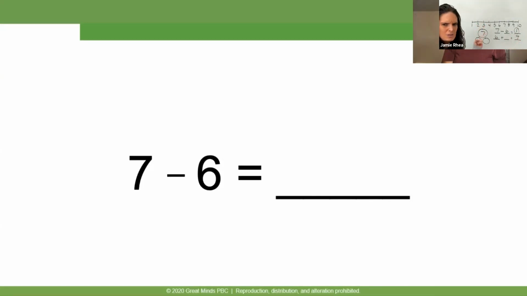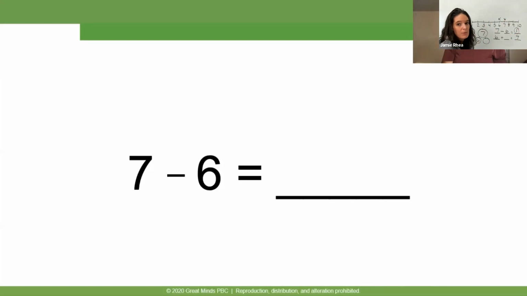Now, when I do my addition sentence on my number path, where am I going to start? I'm going to start with the part I know, which is 6. I don't know how many I'm going to jump, but I do know that that addition sign tells me I'm going to count on. Okay, I'm going to go this way, but I'm going to stop at 7.